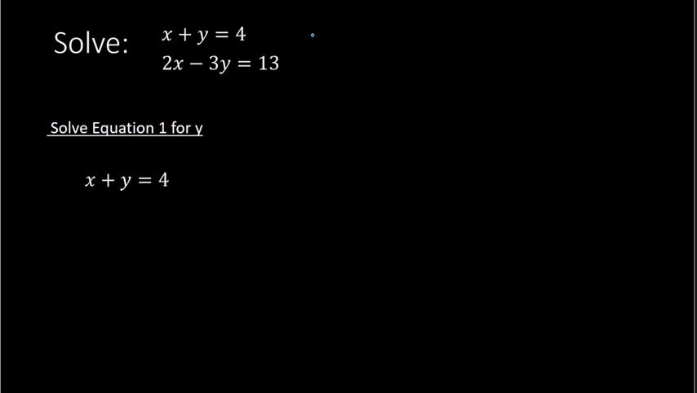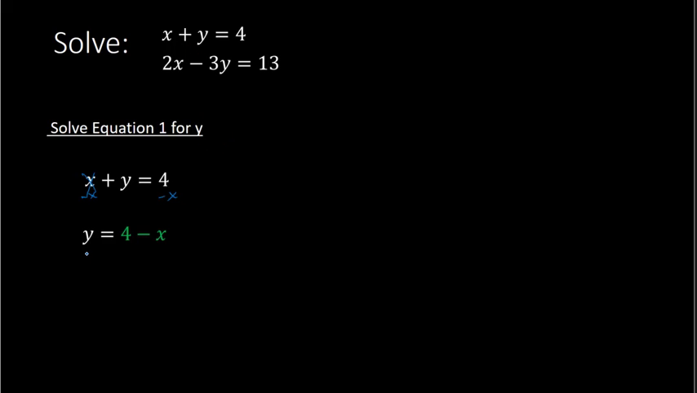Given x plus y equals 4, I can solve for y by subtracting x from both sides. When I do that, I have y equals 4 minus x. So that is step one: pick an equation and solve it for one of the variables.